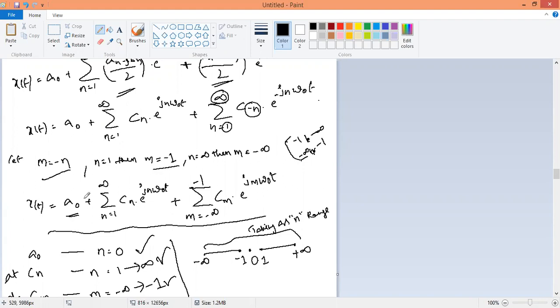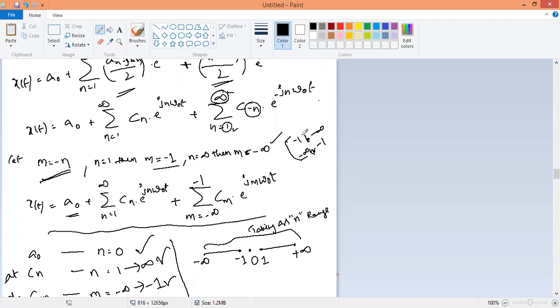For that, I am taking minus n as m. Now let m equal minus n, so the negative value is converted into positive. Next, see the lower limit and upper limit, the minimum value and maximum value. First, the minimum value is n equal 1. Then what is the m value? If n equal 1, m is minus 1. If n equal to infinity, m is minus infinity. Now substitute the values.